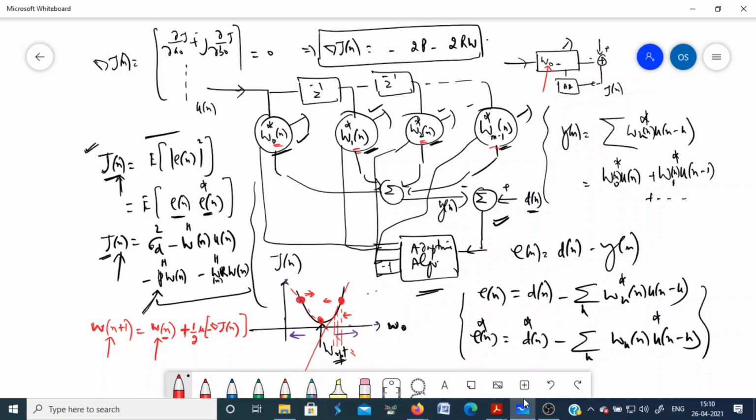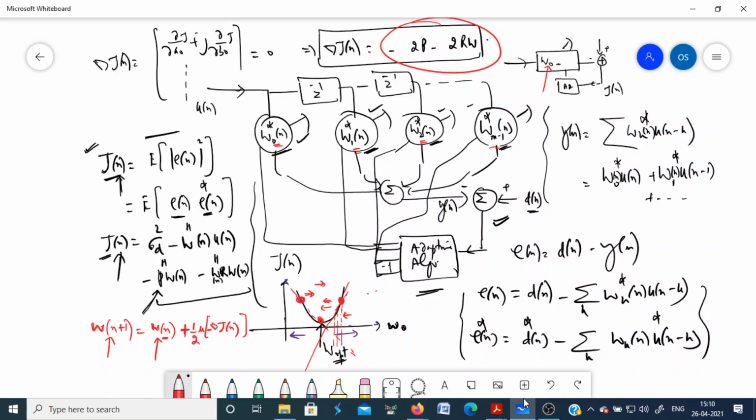So I will add here plus 1 by 2 into mu into minus delta n. So delta n is the gradient. Okay. So minus, because we are going in the negative direction. If the gradient is positive, it will go in this direction. If the gradient is negative, it will go in this direction. Okay. And 1 by 2 is just a factor that you use to cancel this two factor here, nothing else. Okay. And this mu will basically now control this step.